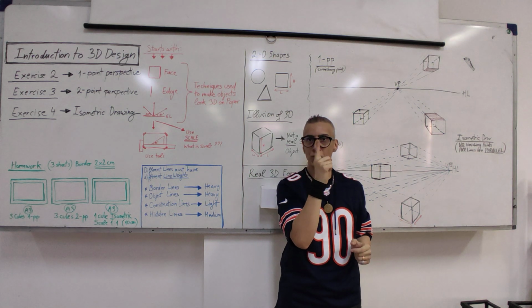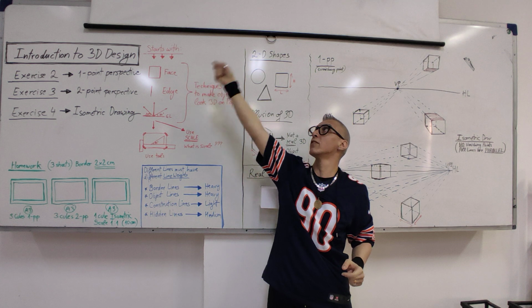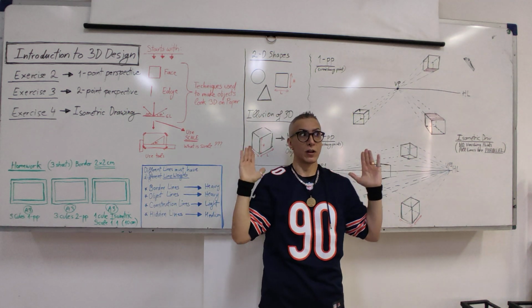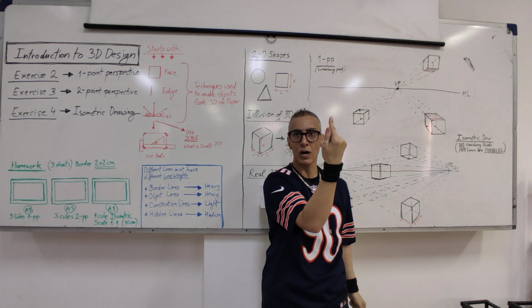I will choose 1-point perspective and I will start with a face. The face is what? This here. Do you see here this face of the room? Basically that's where I'm standing and I'm drawing this room converging into the 1 point.